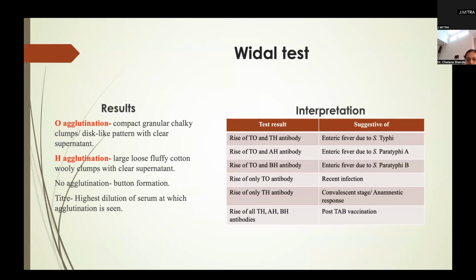So we can interpret the Vidal with the help of this table. If there is a rise in TO and TH antibody, it is enteric fever due to Salmonella typhi. If there is a rise only in the TO antibody, it is indicative of recent infection with any of the species. If there is a rise only in the TH antibody, it will be due to an anamnestic response or the convalescent stage. If there is a rise in all the TO, TH, AH and BH antibodies, it is usually due to vaccination. Next.